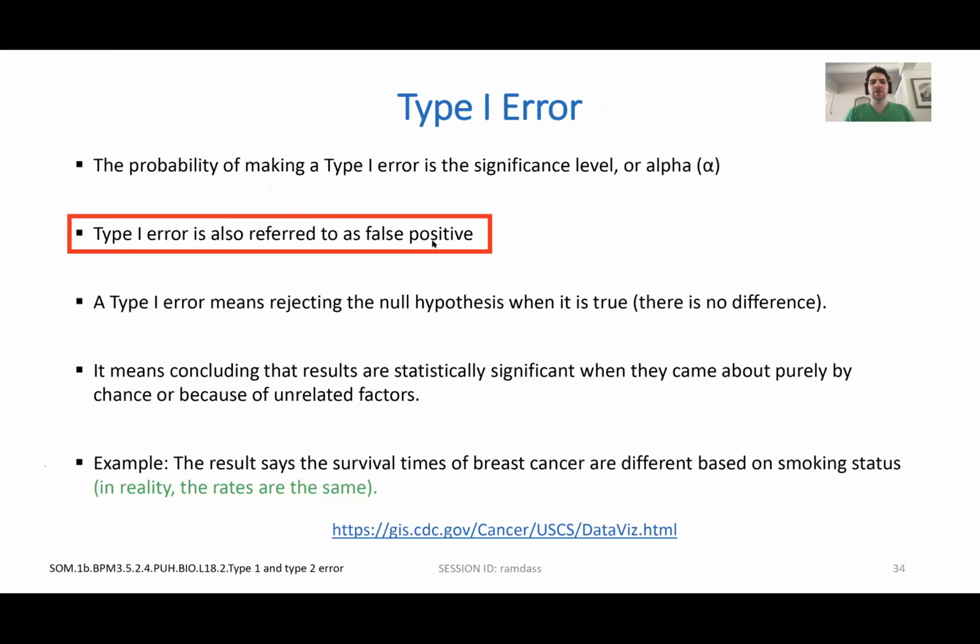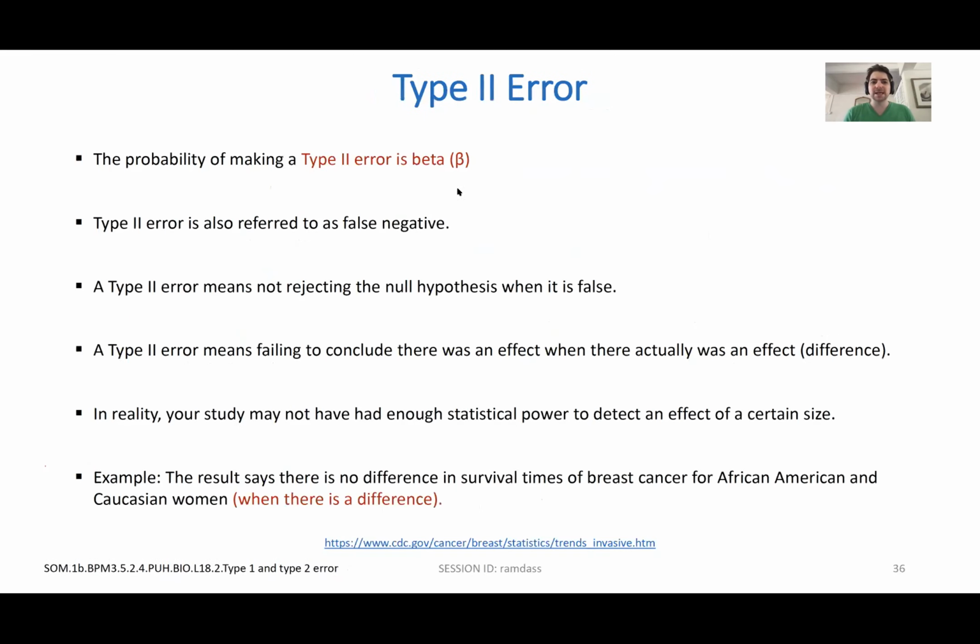Now, type 1 error, you definitely need to know this, correlates to a false positive. So this is our alpha, the significance level. A type 1 error is the chance of getting a false positive. When we look at type 2 errors, that's going to be our false negative. It's considered a beta error.